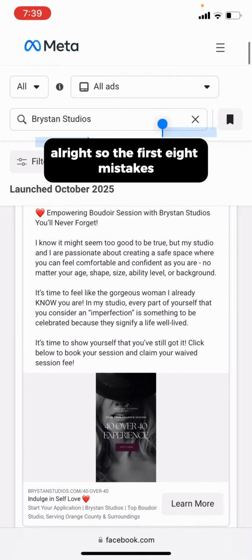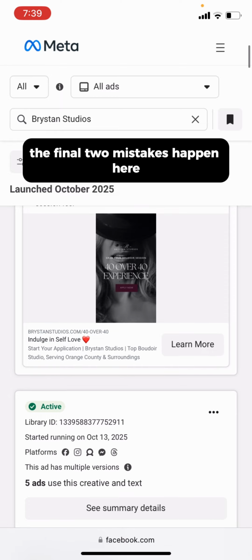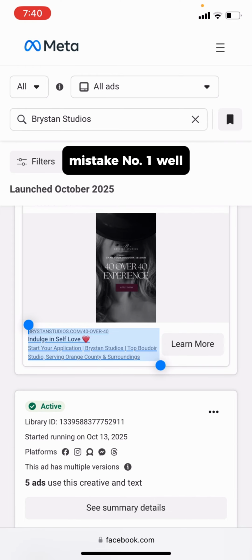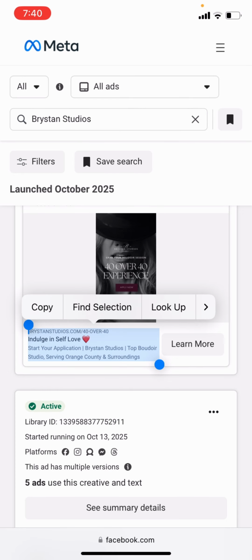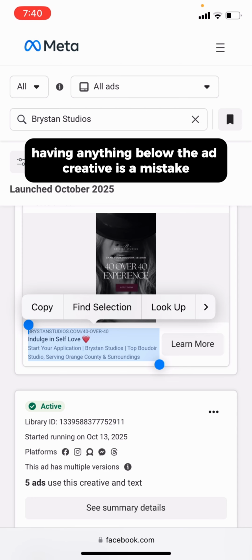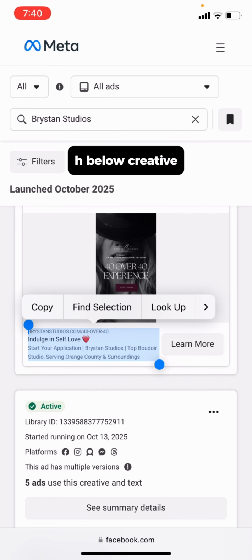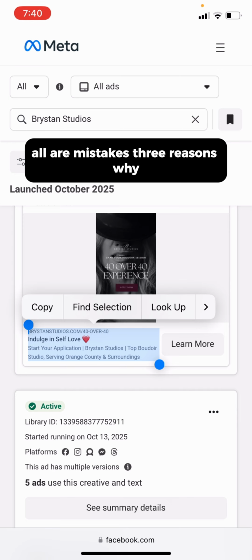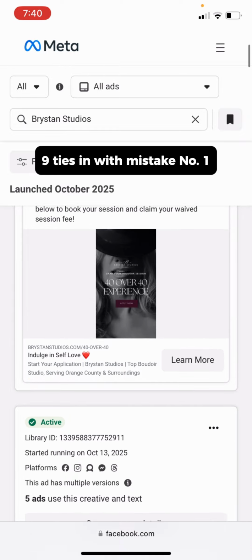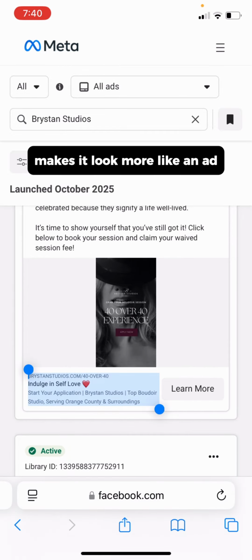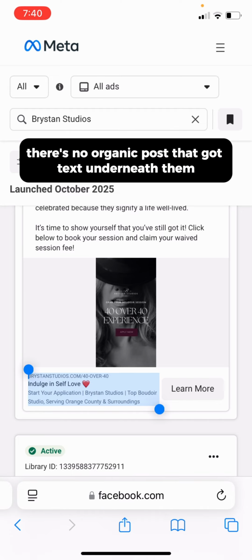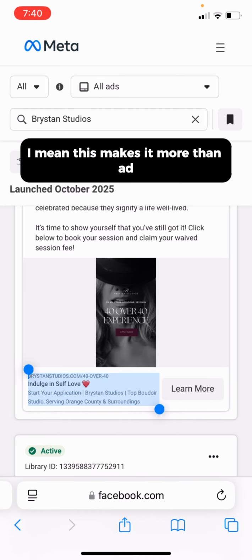All right, so that's the first 8 mistakes. The final 2 mistakes happen here at the bottom of the ad. Mistake number 9: having anything below the ad creative is a mistake. Below the creative, the headline, description, or button, all are mistakes. 3 reasons why. Reason number 1, 5% of the reason, ties in with mistake number 1: it makes it look more like an ad. There's no organic posts that have text or buttons underneath them. I mean, this makes it look more like an ad.